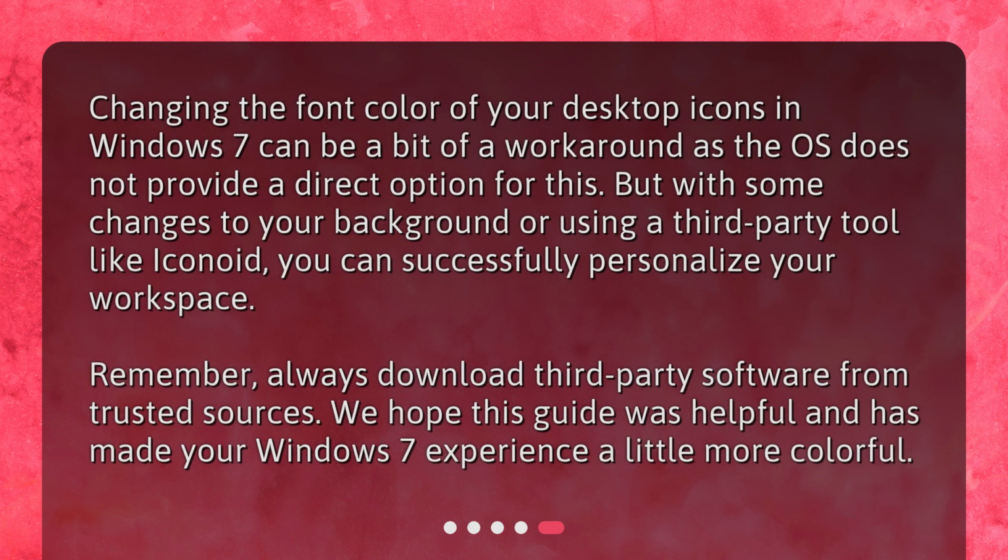Changing the font color of your desktop icons in Windows 7 can be a bit of a workaround as the OS does not provide a direct option for this. But with some changes to your background or using a third-party tool like Iconoid, you can successfully personalize your workspace. Remember, always download third-party software from trusted sources. We hope this guide was helpful and has made your Windows 7 experience a little more colorful.